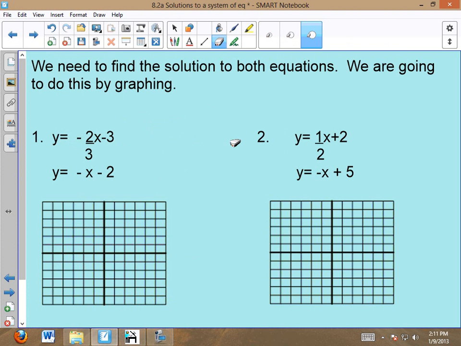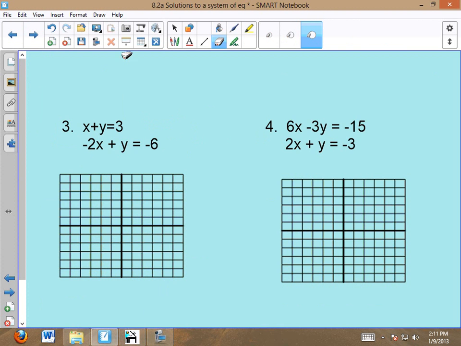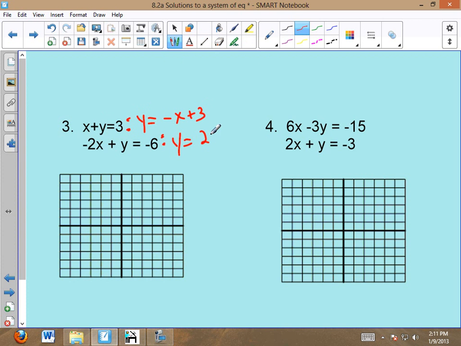Okay, so we would graph number 2. That would find our answer. Now, look at number 3. What do I have to do in number 3? Can I graph number 3? No. Nope, I have to isolate the y, don't I? So this becomes y equals -x plus 3, and this one becomes y equals 2x minus 6. I graph this. Where they cross is your answer.